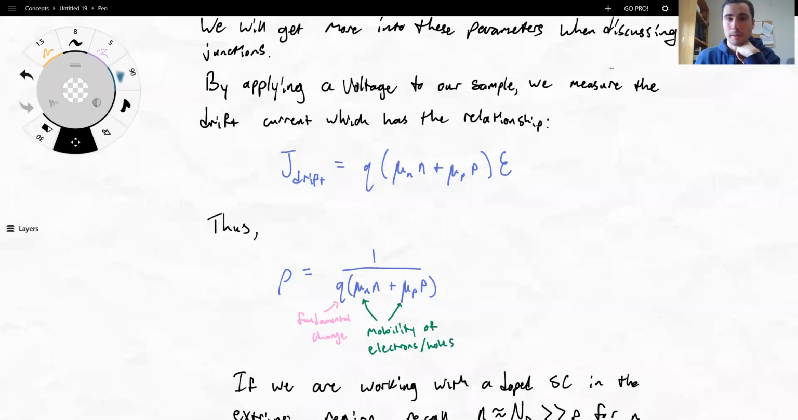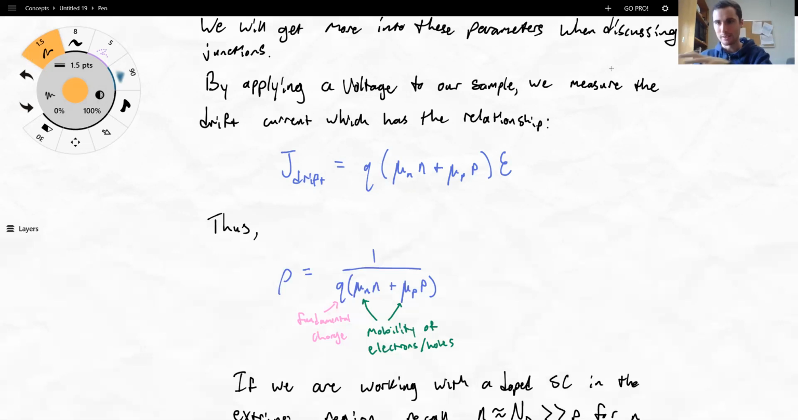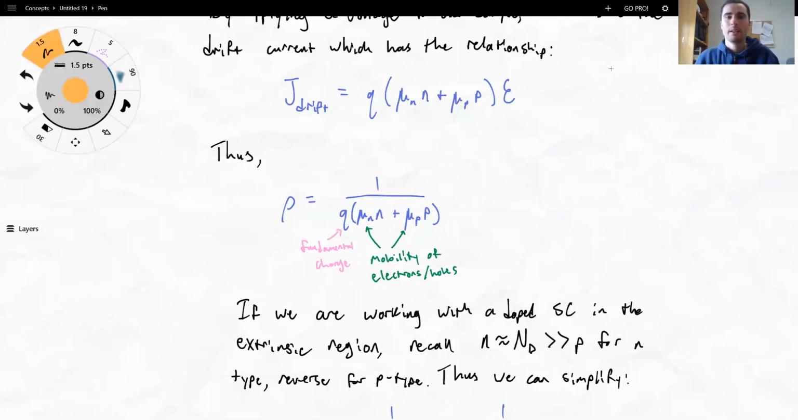Now there is this relationship here where the drift current is equal to the fundamental charge times the mobility of electrons times the concentration of electrons plus the mobility of holes multiplied by the concentration of holes. And by the way, these are 2 parameters which we will get more into when we talk about Fick's laws and diffusion, making junctions. But think of it like, again, how easy it is to move these things around in our crystal, multiplied by the electric field strength. So then combining those 2 relationships, we get that the resistivity is equal to 1 over the fundamental charge times that mobility concentration thing.